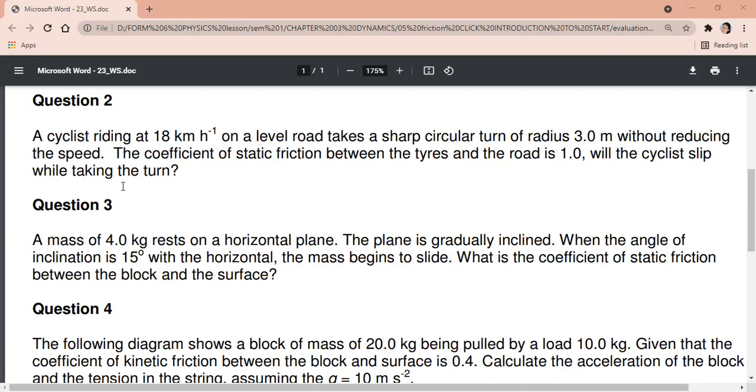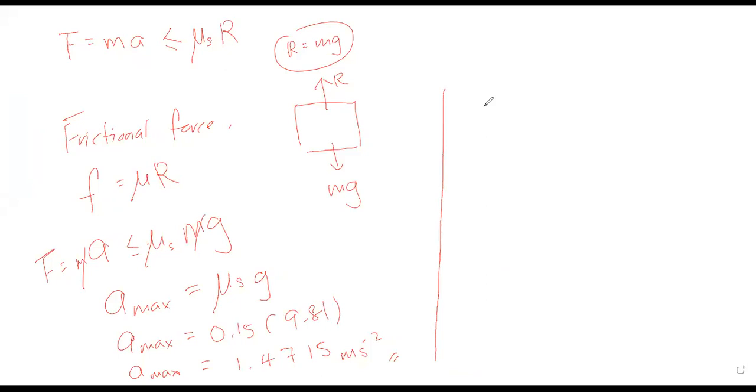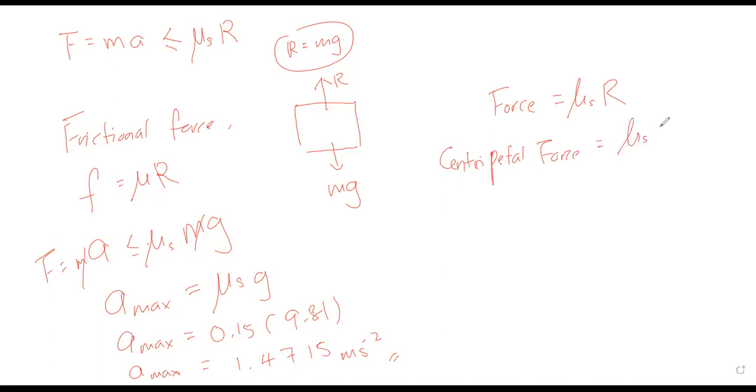Ladies and gentlemen, here will involve another force, that is the frictional force, which we will learn in the next chapter. So I just give the example. The force is equal to mu_s R. This is the friction force. The friction force must be equal. So that means from here, at equilibrium, the force equals mu_s R. So from here, this force refers to the centripetal force, which is equal to mu_s R.